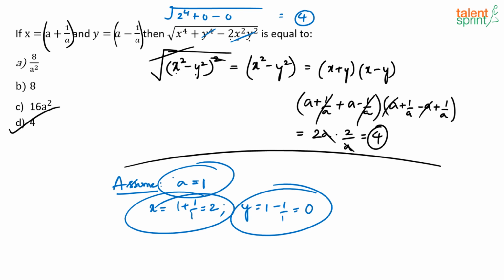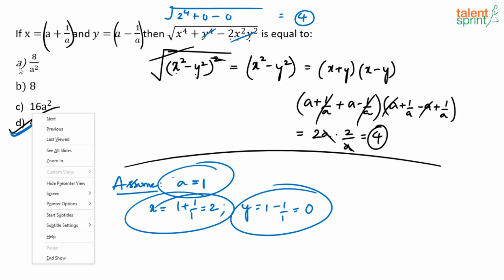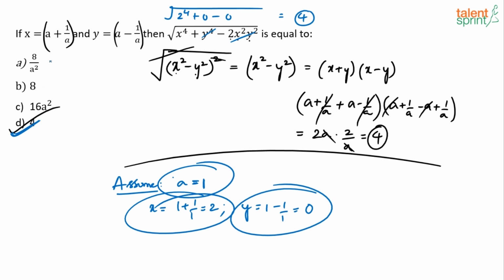Now, you cannot directly mark option D as the answer here. Be careful. Don't misunderstand. Just because we have got 4, option D need not be the answer. You have to verify the remaining options as well. How do you verify the remaining options? Simple. See, check all the options. At times what happens?